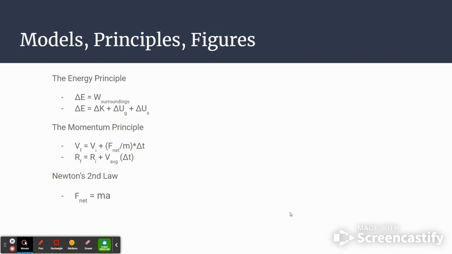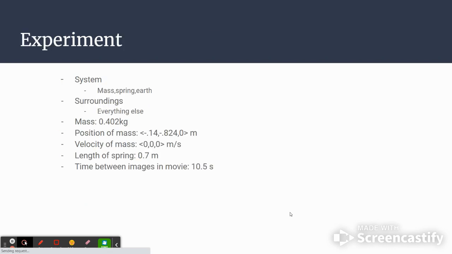Models, principles, and figures. Here are some formulas that were used: the energy principle, the momentum principle, and Newton's second law. For the experiment, the system was the mass, spring, and Earth. The surroundings was everything else. And some of these conditions were found in pre-lecture video 52. The mass, 0.402 kilograms. The position of the mass, which is found by setting up a coordinate system in Tracker. The length of the spring was given, and the time between images of the movie was given.